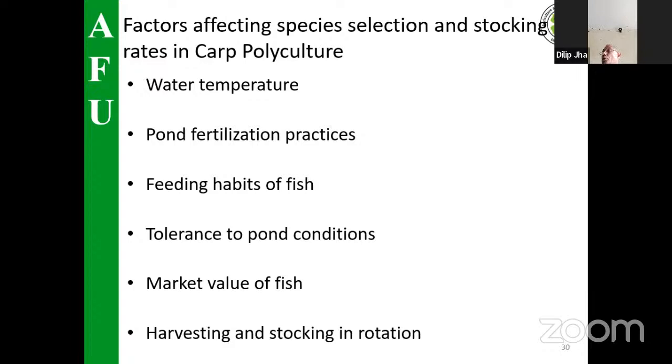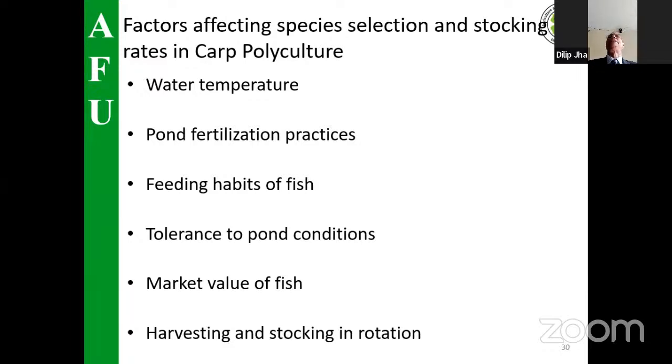I have already talked with Dr. YSRHU. He told me that your dissemination centers are working on that. So what are the factors affecting species selection and stocking dates in carp polyculture? Mostly the water temperature, then pond fertilization practices, feeding habits of fish, tolerance to pond conditions, and market value.